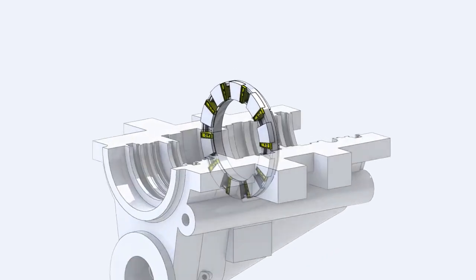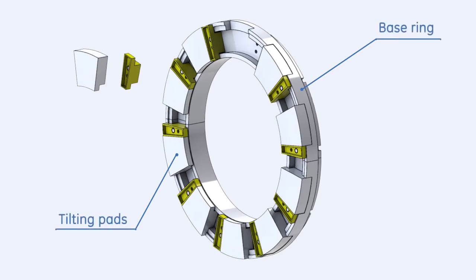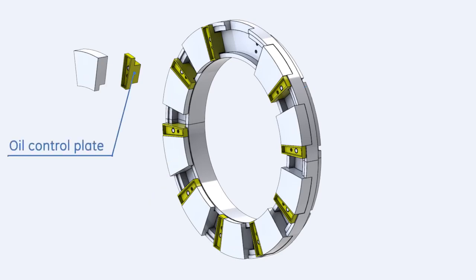The inactive thrust bearing is a tilting pad non-equalizing type bearing. A non-equalizing type bearing is also capable of sustaining high axial loads, but less tolerant of shaft and housing misalignment. This bearing is functionally identical to the active thrust bearing, except that it doesn't have leveling plates. Instead, the tilting pads are directly supported at their back by the base ring. Oil control plates are installed between pads.